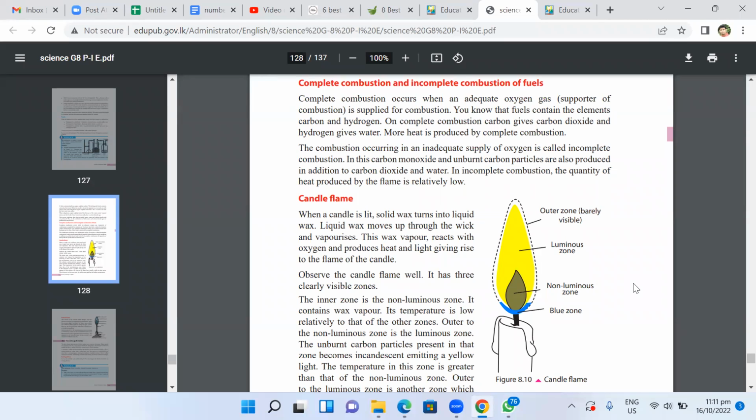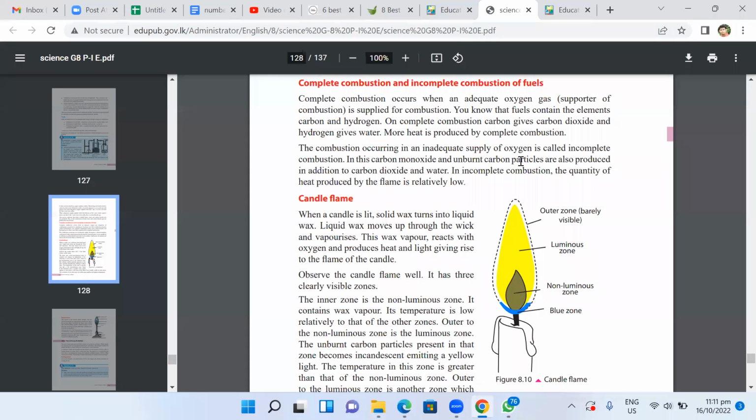So what do you think? In which layer is the heat high? If there is full combustion here, heat is produced by the flame. Blue zone? Yes, in the blue zone, because there is complete combustion, right?